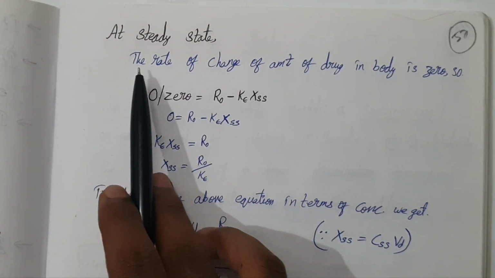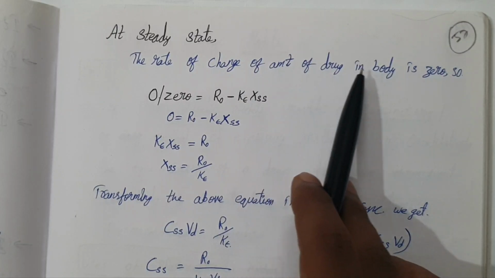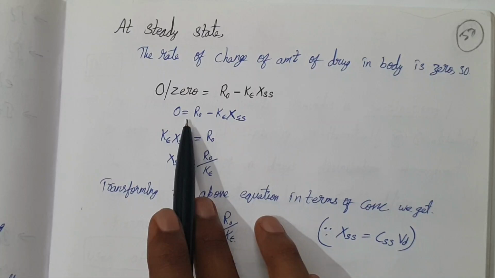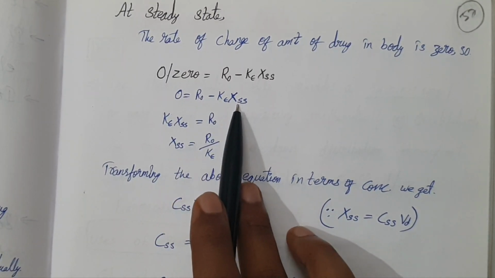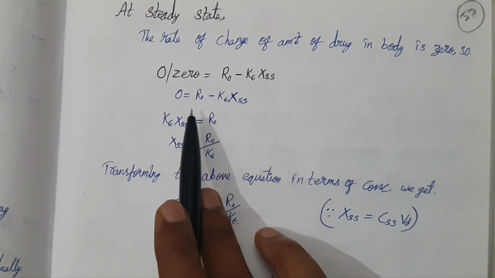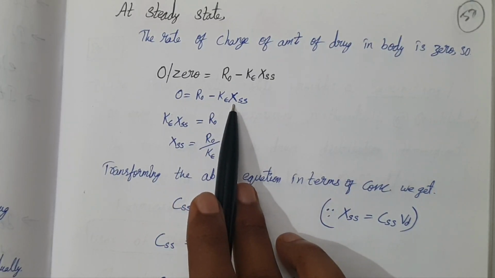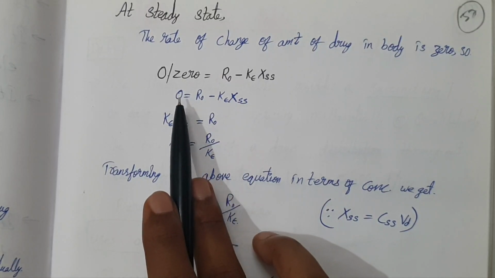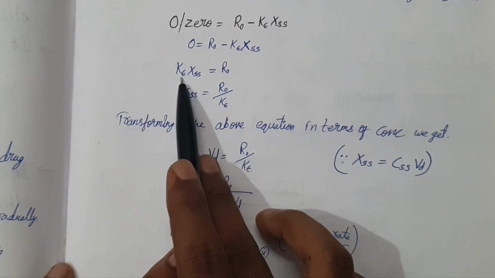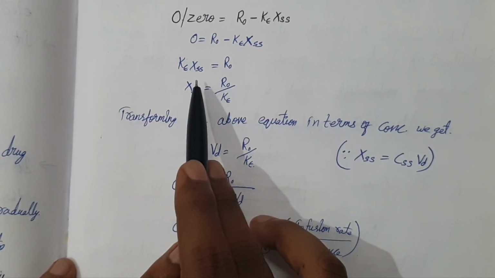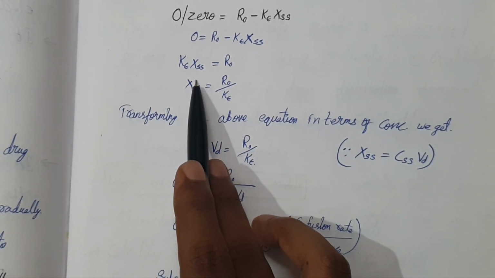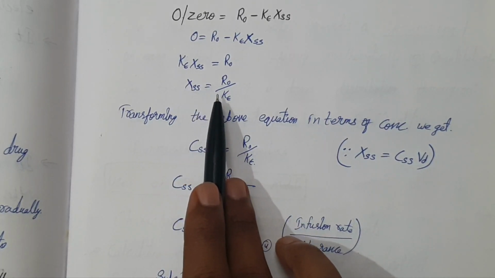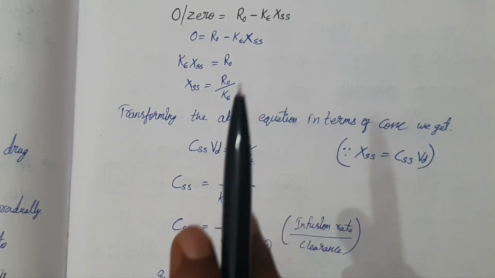At steady state, the rate of change of amount of drug in the body is 0, as rate in equals rate out. So 0 equals R naught minus Ke X SS. R naught is the rate in, minus rate out. When you subtract this, it should be 0. So Ke X SS comes on the left hand side. Then we keep X SS here only and send Ke, so it goes into the denominator.